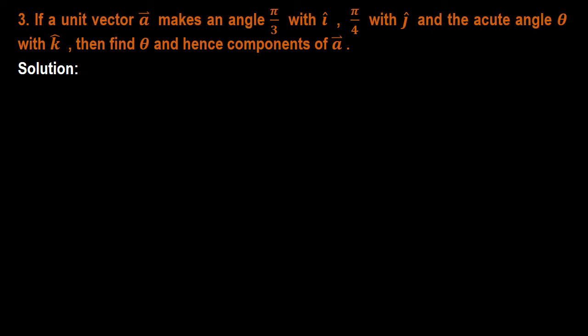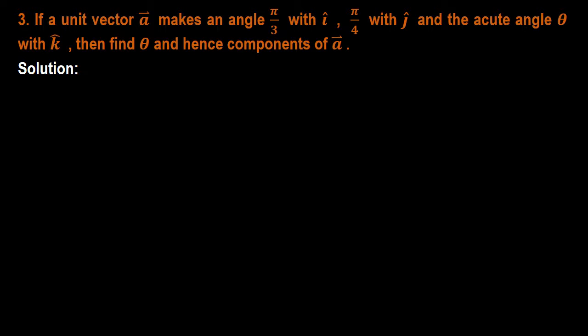Hello everyone. In this video, I will be solving a few more questions from exercise 10.4. Question number 1 and 2 we have already done, and I have taken here question number 3. And the question is, if a unit vector A makes an angle pi by 3 with I, pi by 4 with J, and an acute angle theta with K, then find theta and hence components of A.